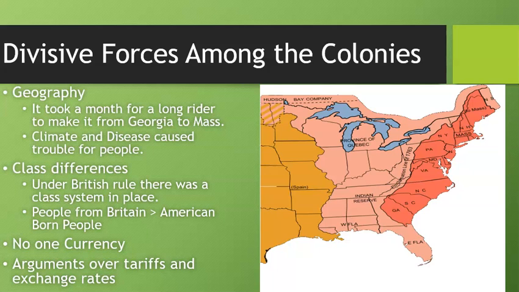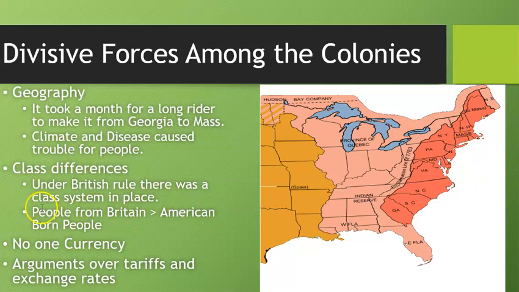The geography. Geography was a big deal. It took a month for a rider to go from down here in Georgia all the way up to Massachusetts. It took about a month for a lone rider on a horse. If you wanted to take your family in a wagon and all that stuff, it would take even longer. On top of that, climate and disease led to trouble, especially in places like the South where mosquitoes would kill people with malaria and you'd freeze to death in the North.